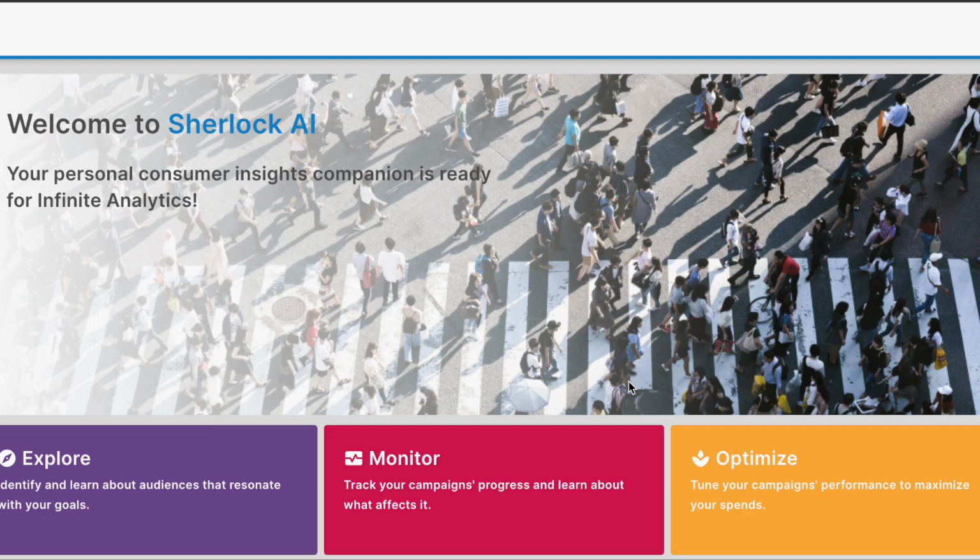What you see here is a platform called Sherlock AI. Sherlock AI uses 40 plus data sets to analyze consumer behavior, especially in the real world or the offline world and not just the digital world. It helps understand, at an individual level, anonymized, user behavior. Where do people live?